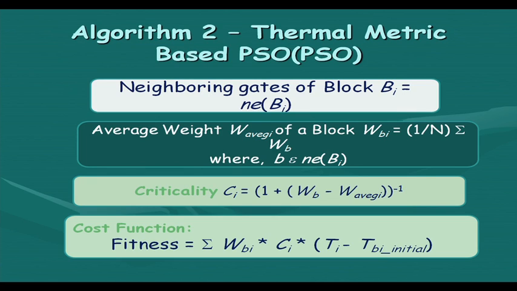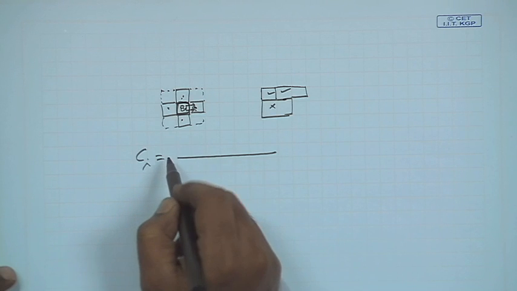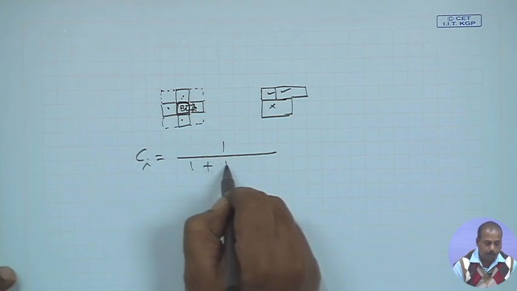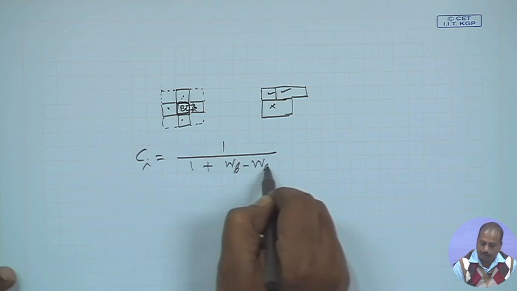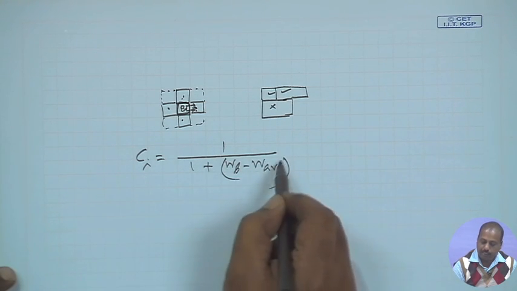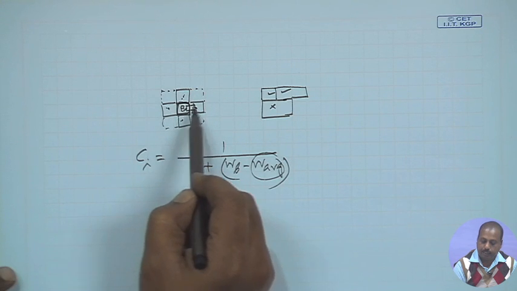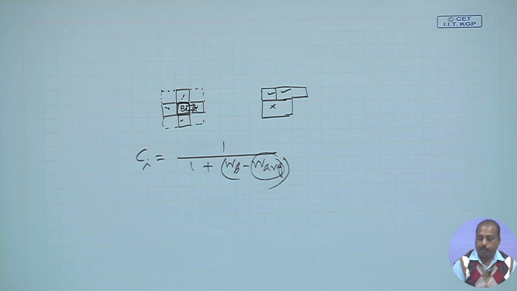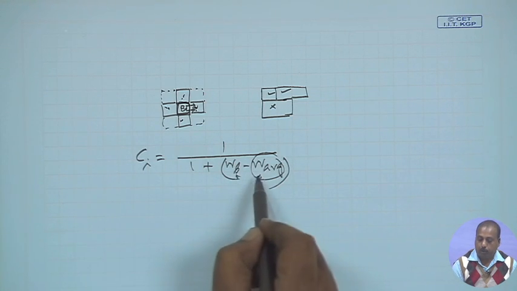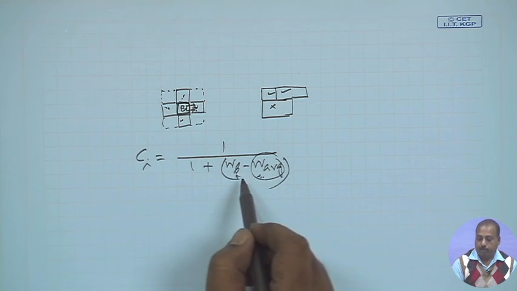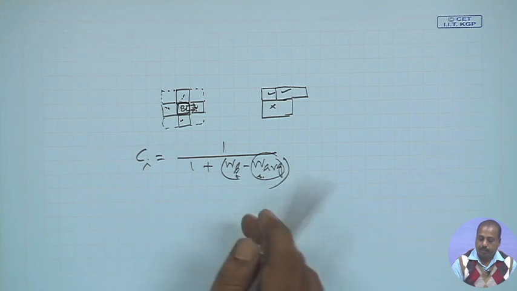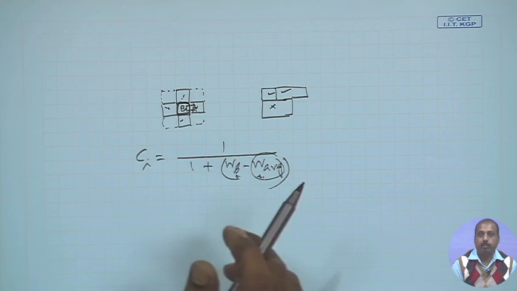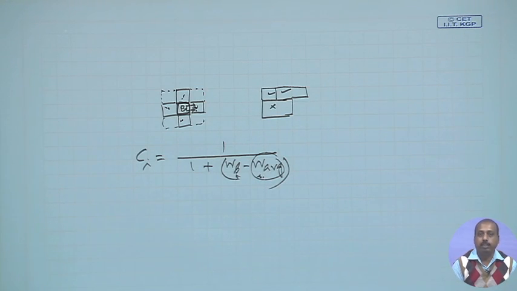If you look into this criticality value, it is 1 upon 1 plus WB minus W average. Average is some measure of average temperature that we have in the neighboring blocks. If this difference is low, that means these blocks have temperature values very close to each other. As a result, their cooling chances are less.